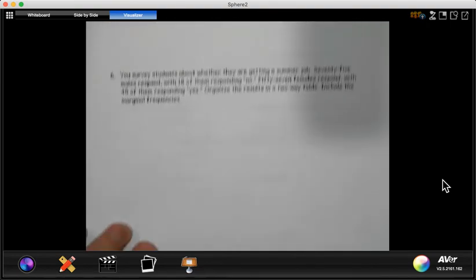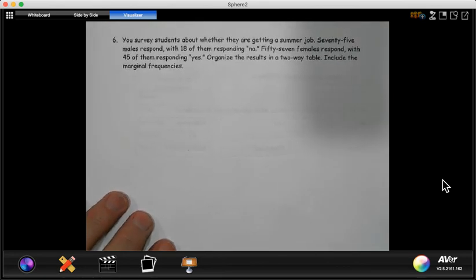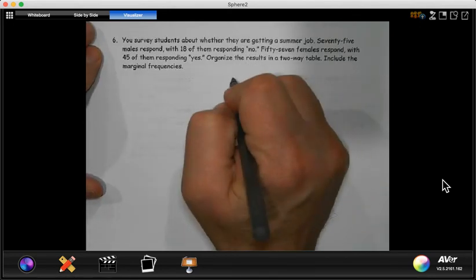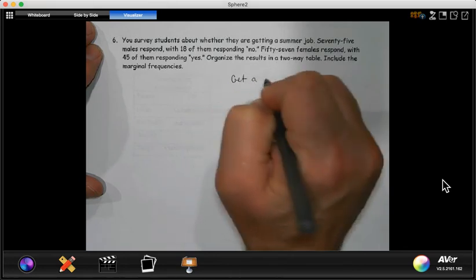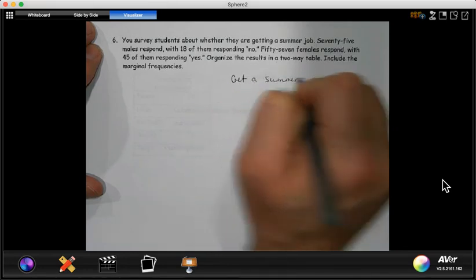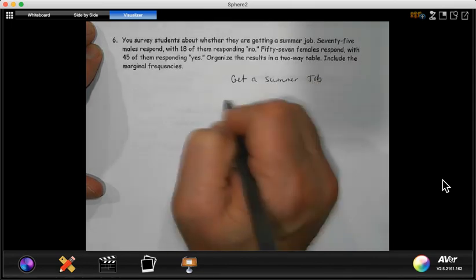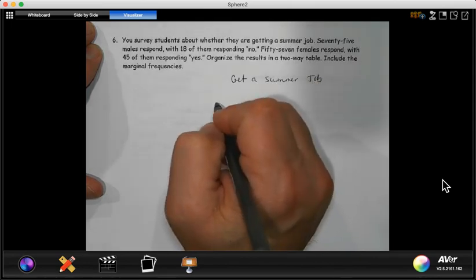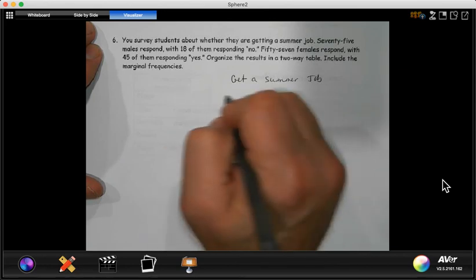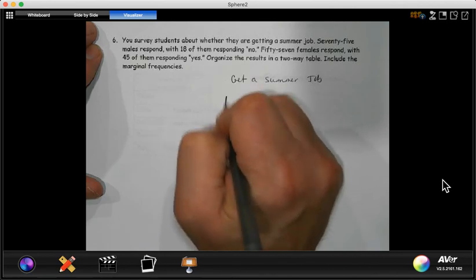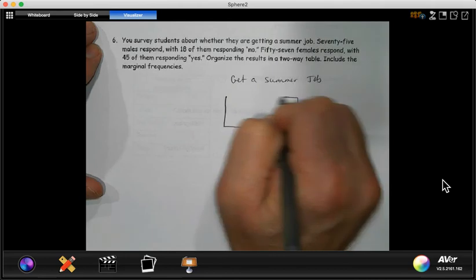All right, last one. You survey students about whether they are getting a summer job. 75 males responded yes or no. Females, yes and no. So you have getting a summer job, and then you have males and females. So you've got yes and no. So let me do my two-way table. I always struggle to get the boxes in the right spots.